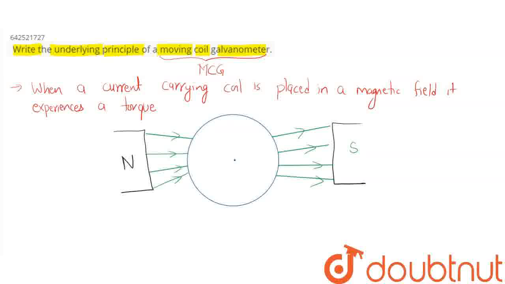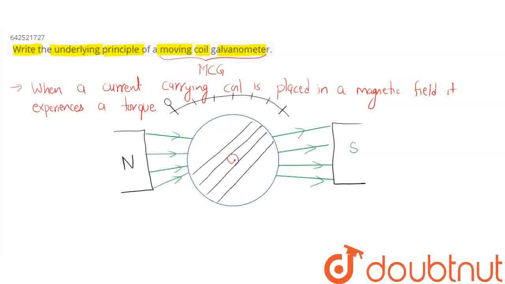Now here there is a scale. This is our scale of the galvanometer. On this scale there are markings from 0 to 10. Let's say this is 0, this is 1, this is 2, this is 3, 4, 5 and 6 and so on up to 10. Now there is a current carrying coil wrapped around this soft iron core to increase its magnetic permeability.